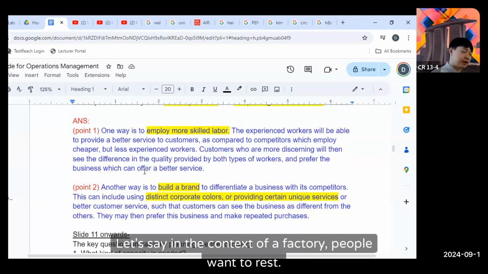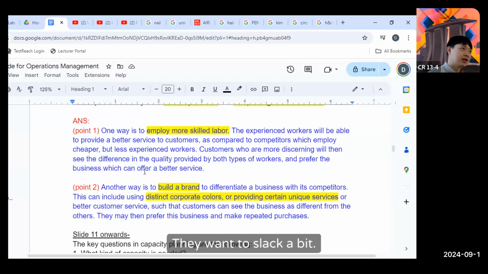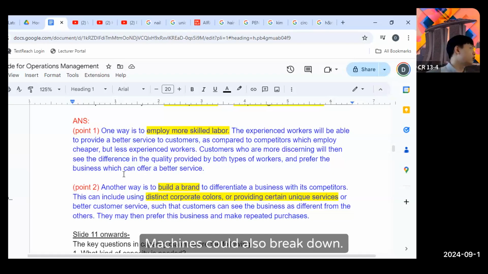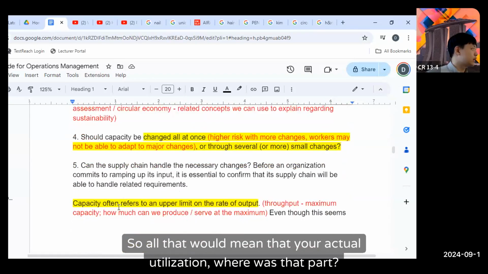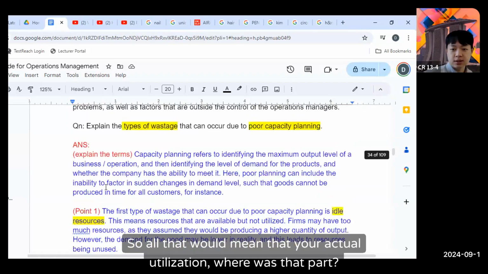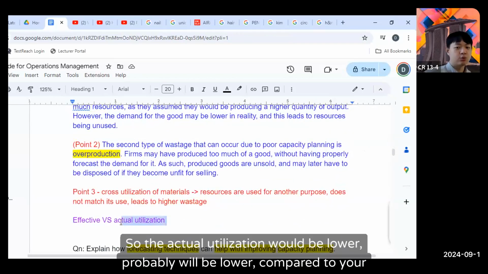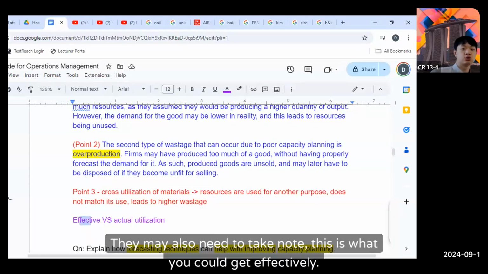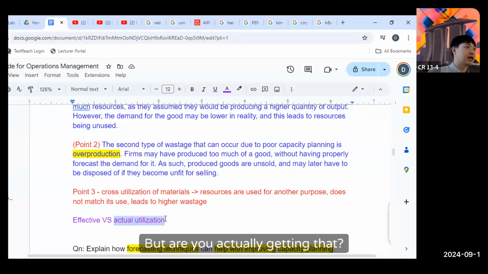So we have people who want to rest. Let's say in the context of a factory, people want to rest. They want to chat. They want to slack a bit. They feel unwell. So all these different factors could come in. Machines could also break down. So all that would mean that your actual utilization could be lower, probably will be lower compared to your effective. So when they plan, they need to take note: this is what you could get effectively, but are you actually getting that?